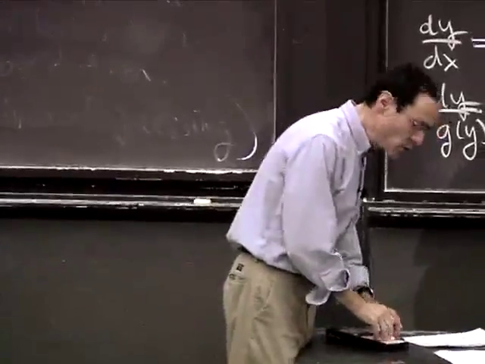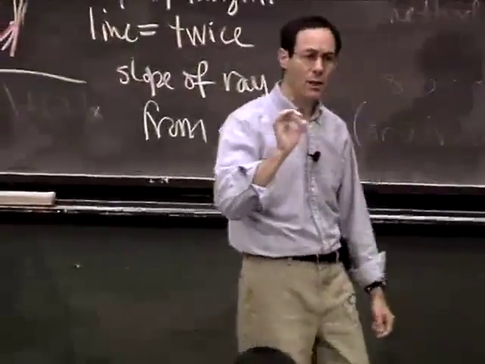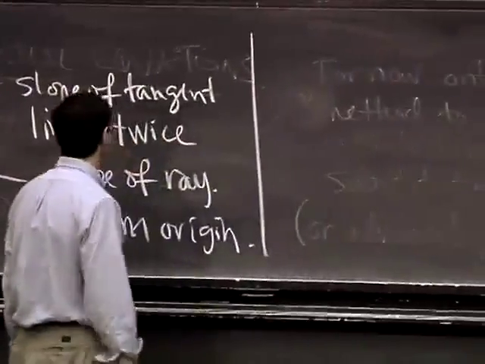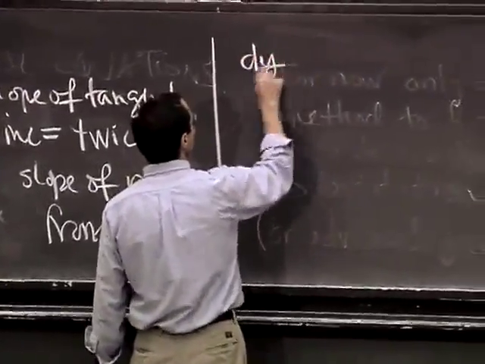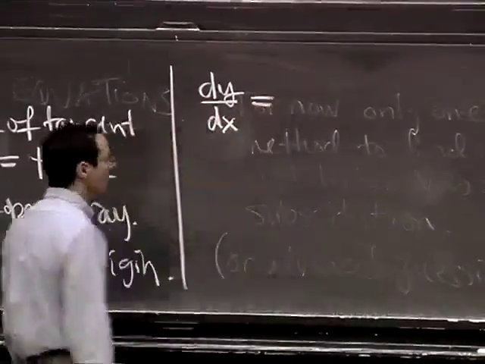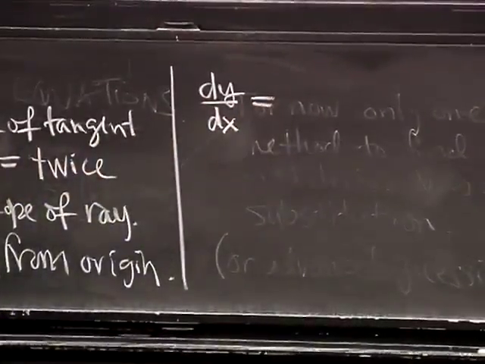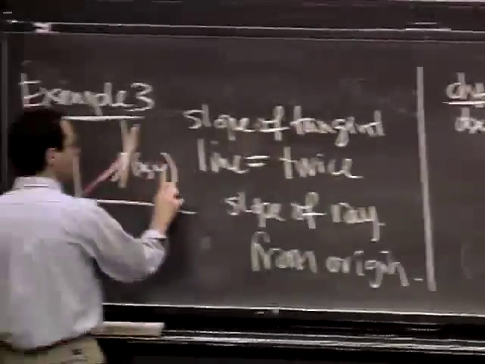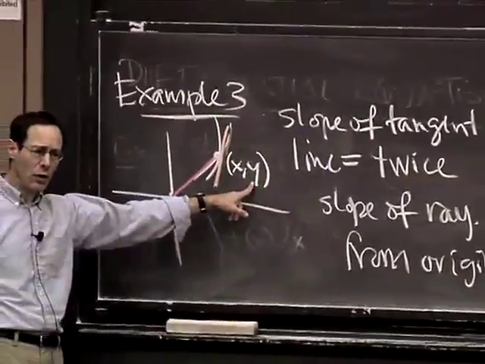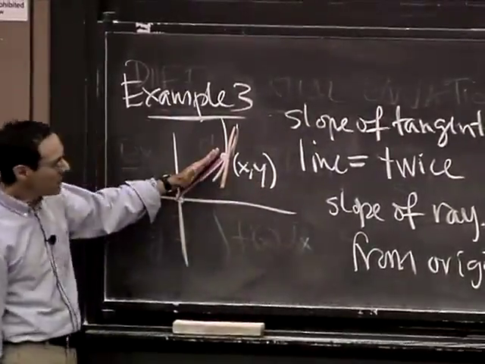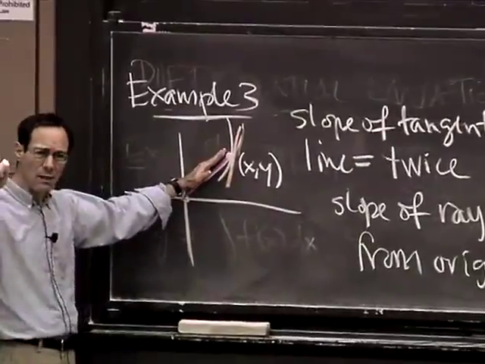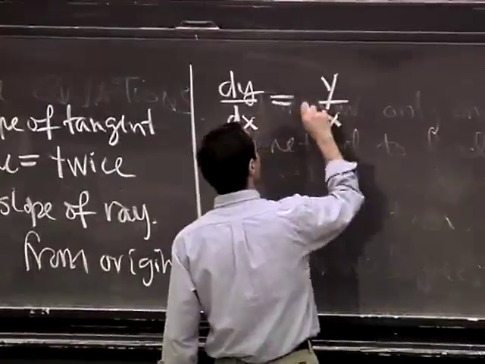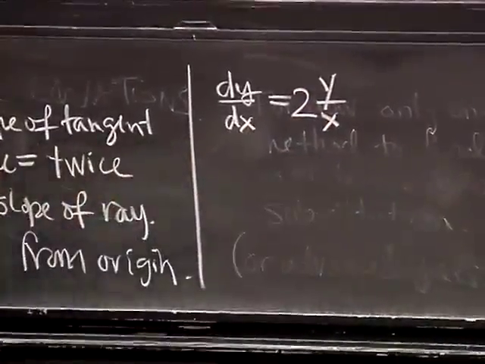Now, these kinds of geometric problems can be written very succinctly with differential equations. Namely, it's just the following. dy dx, that's the slope of the tangent line, is equal to, well, remember what the slope of this ray is if this point is x comma y, which is a point on the curve. So the slope of this pink line is what? y over x. So if it's twice it, there's the equation.